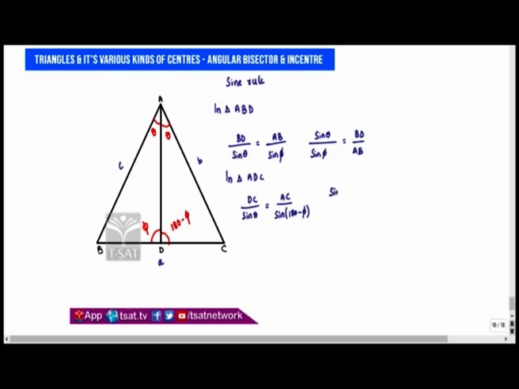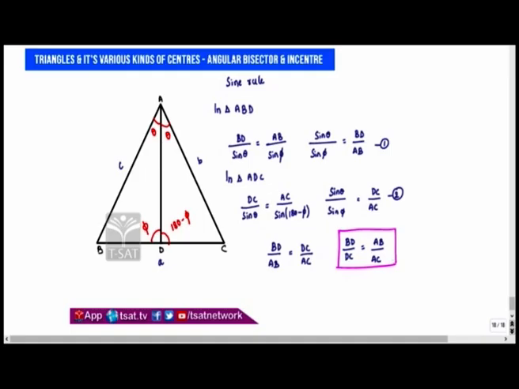Therefore, sin theta by sin phi is equal to DC by AC. From equation number 1 and equation number 2, I can say BD by AB is equal to DC by AC. From this I can say BD is to DC is equal to AB is to AC. This is a very important property of an angular bisector.